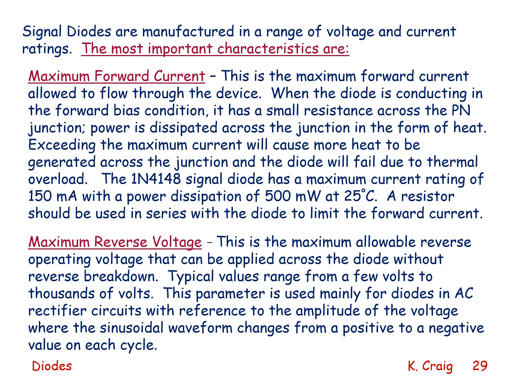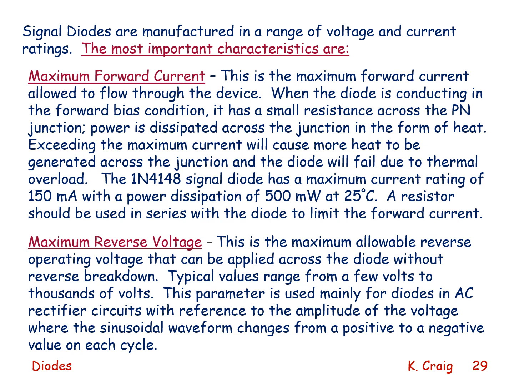Exceeding the maximum current will cause more heat to be generated across the junction, and the diode will fail due to thermal overload. The 1N4148 signal diode has a maximum current rating of 150 milliamps with a power dissipation of 500 milliwatts at 25 degrees centigrade. A resistor should be used in series with the diode to limit the forward current.